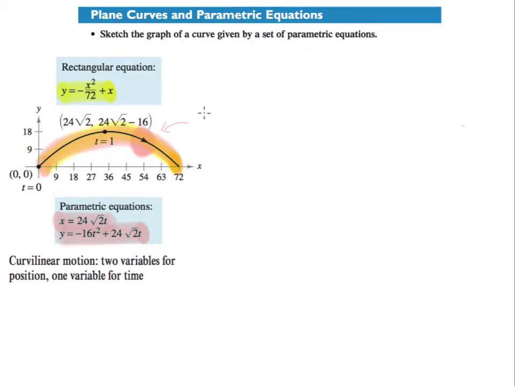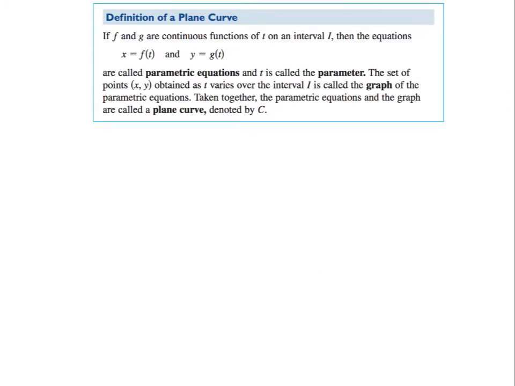When we graph a parametric equation, the resulting path is called a plane curve. So, the definition of a plane curve: f and g are continuous functions of t on the interval I. Then the equations x equals f of t and y equals g of t are called the parametric equations, and t is called the parameter. The set of points (x, y) obtained as t varies over the interval I is called the graph of the parametric equations. Taken together, parametric equations and the graph are called the plane curve, denoted by C.